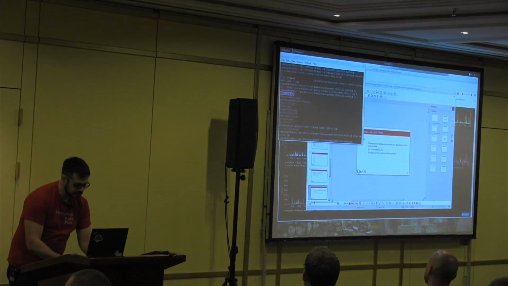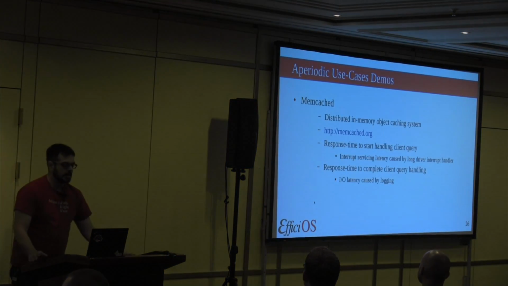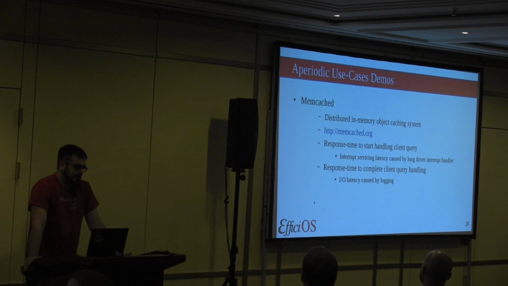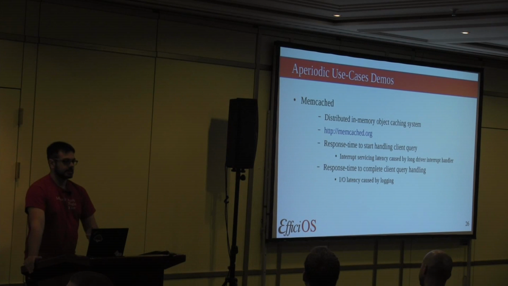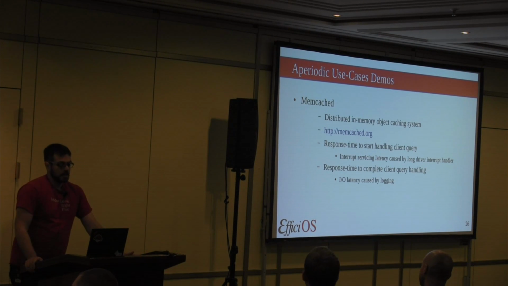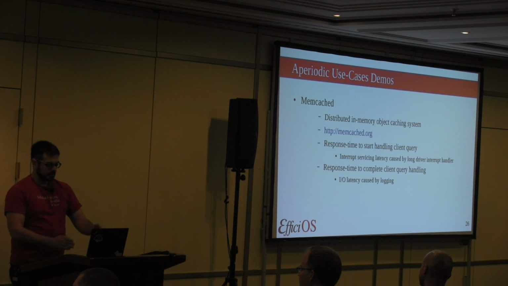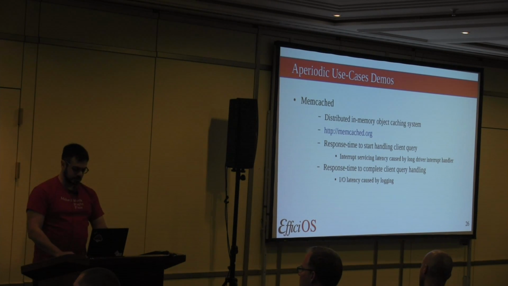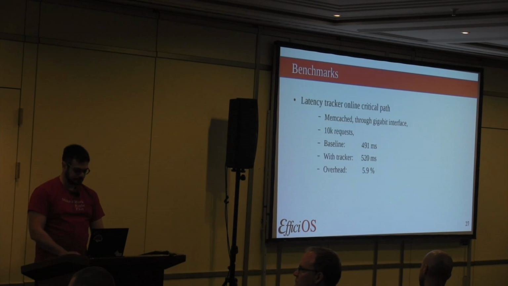All right, so that was the first demo. The second one. If you have a periodic workload on your application, you can detect those problematic scenarios from the application. But what happens if your workload is non-periodic? It's kind of harder to track those long response time delays. So we took memcached, which is a distributed in-memory object caching system, and basically we looked at the response time to both start ending client query and complete ending.